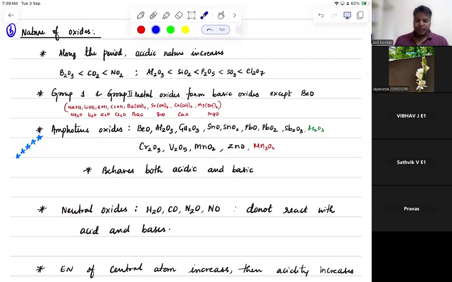Next, neutral oxides. Again, another important list. Which of them are neutral oxides? There are only four neutral oxides: H2O, CO, N2O, and NO.